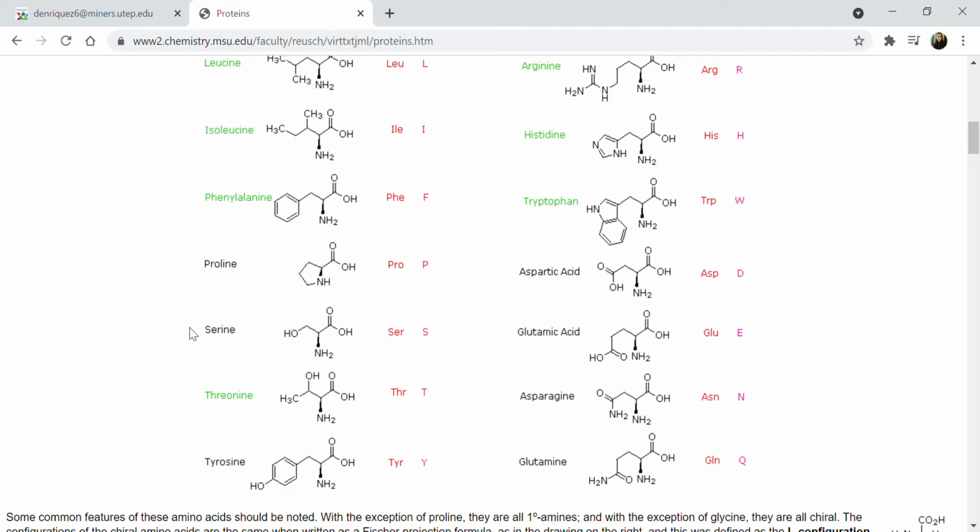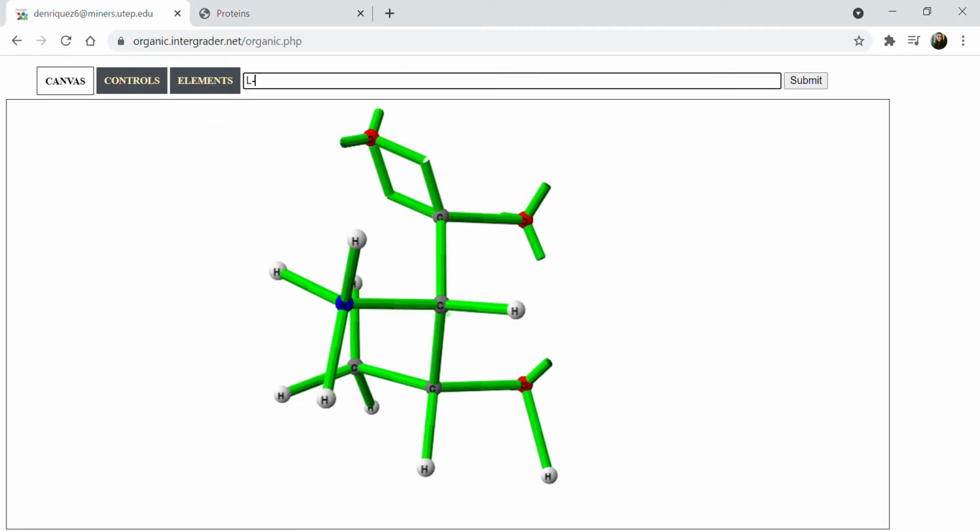Okay, I see serine. So starting at the alpha carbon, we have just an OH group. We don't have a methyl, and it's not attached to that methyl, so I need a methyl.